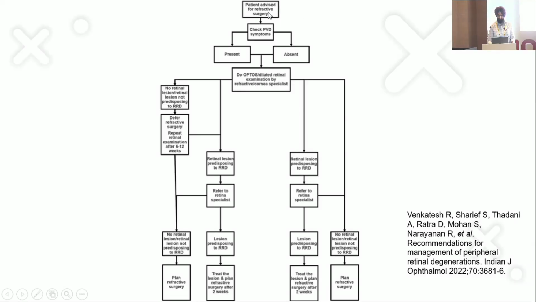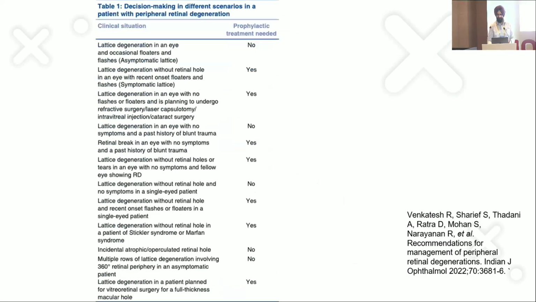In a patient advised for refractive surgery, check for PVD symptoms. If they are present, treat if you detect lesions. Defer the refractive surgery, and treat only after 2 to 3 weeks.